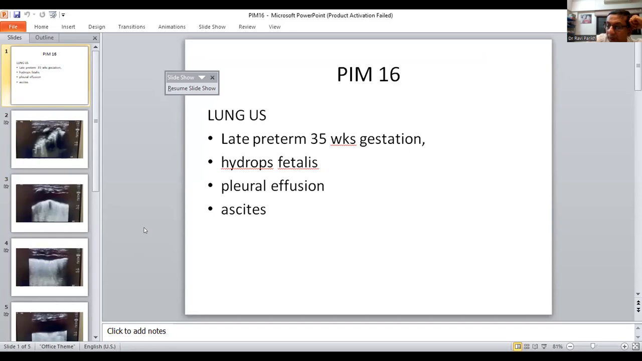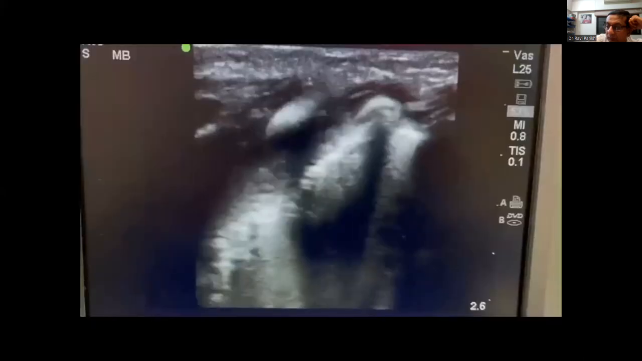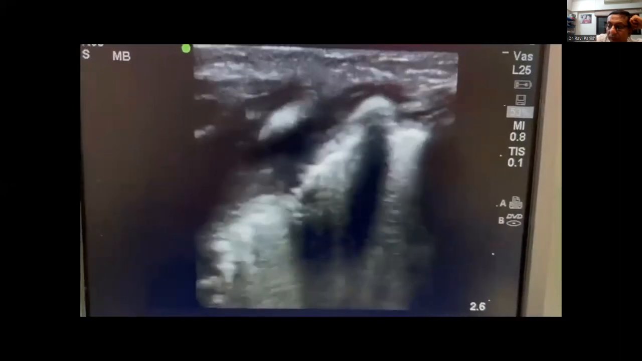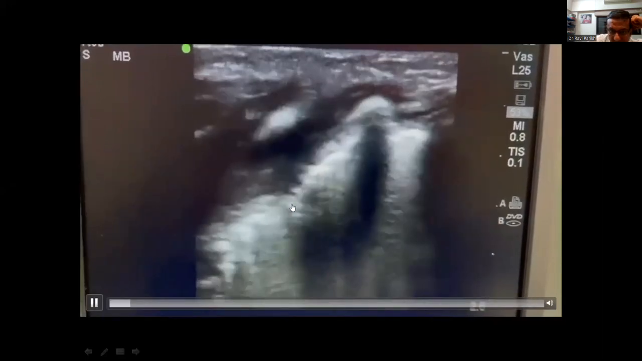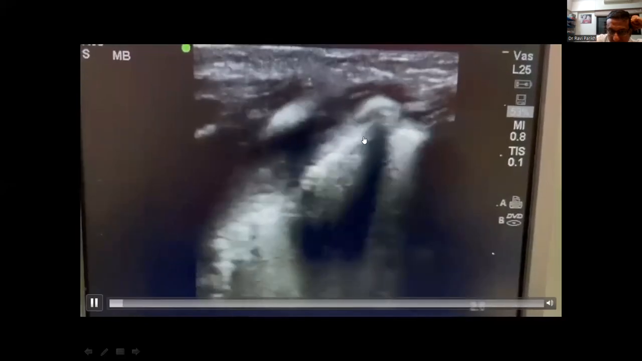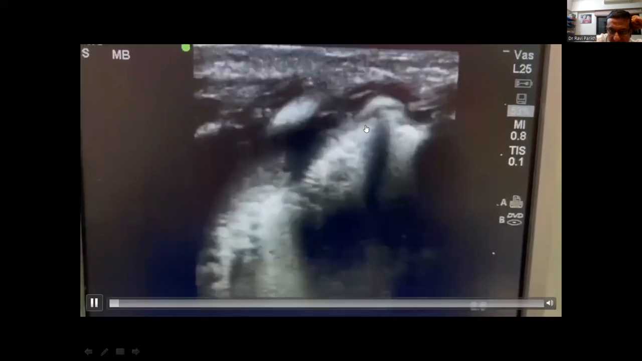This was a late preterm, 35 weeks gestation, had hydrops fetalis, was a case of hydrops, and had pleural effusion and ascites antenatally also in antenatal scans. So when I put my probe on the chest, this is what I had found. This was an old picture which I had saved. So the bat wing sign is present. I can't see the pleural line over here. And even here I can see only in between somewhere a bit of pleural line.